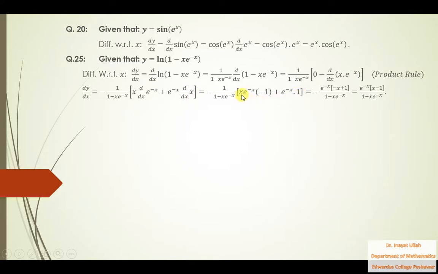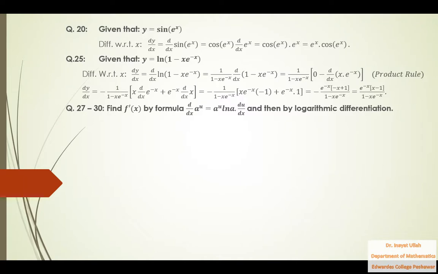Again we see here that e power minus x is common in these two, so we have taken e power minus x common here, minus x left here, plus 1, so minus x plus 1, that is a negative sign. Multiply this negative sign inside, so minus into minus is plus, and minus into plus is minus. So this is the derivative of this function.